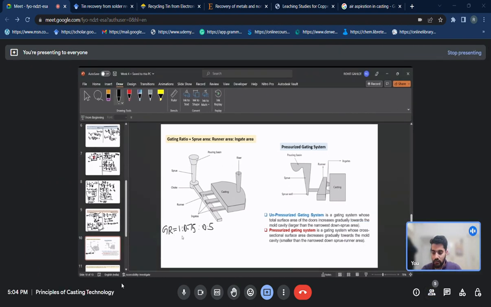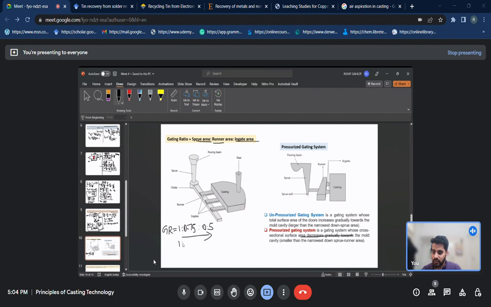If you see the gating ratio, it is the ratio of sprue area to runner area to gate area. The area is consecutively decreasing, right? And from the definition, you can see it will be a pressurized gating system. So the area decreases gradually.